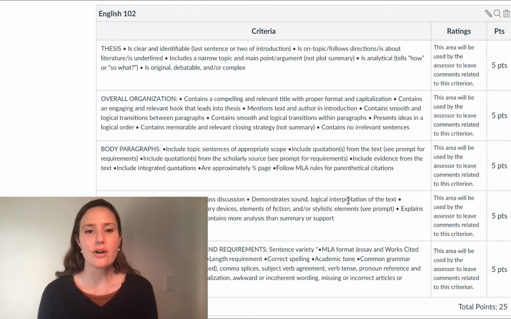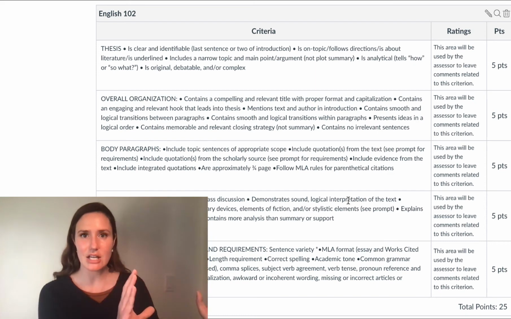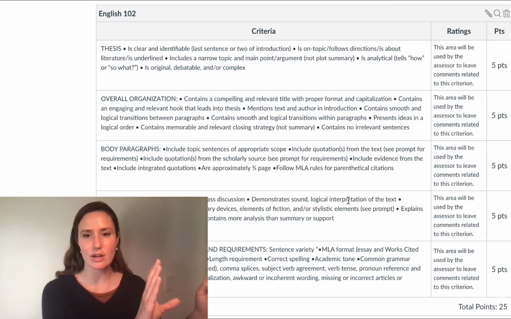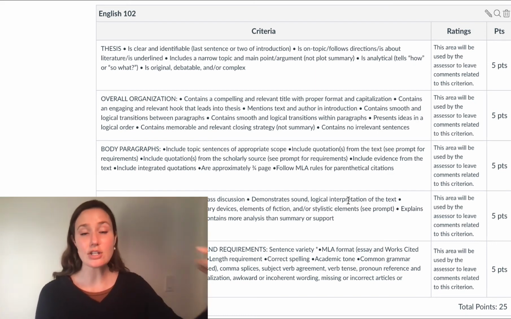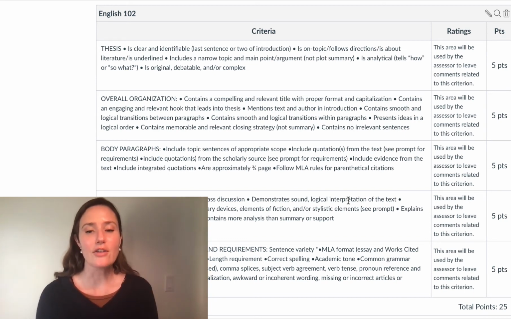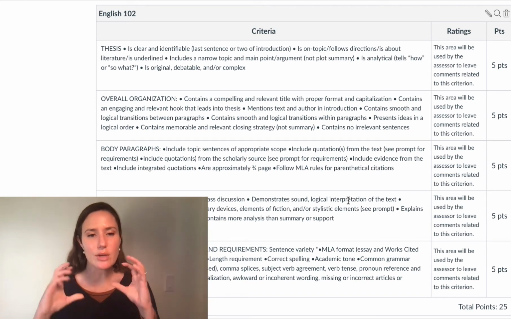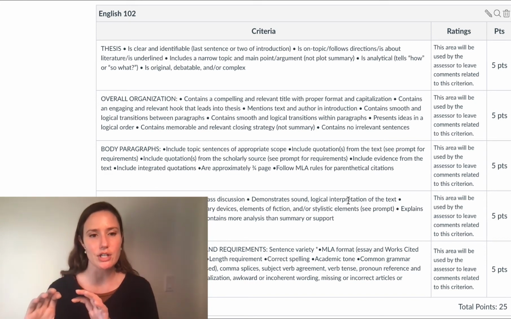I want to see that you're citing those quotations correctly. So your in-text citation, the author's last name and page number is correct. You introduce and integrate the quotation, meaning you don't drop it in, but you introduce it, then you unpack the quotation. And of course, that you include a works cited page. Your paragraph should generally be approximately 3/4 of a page, but that's just a rule of thumb. They can be a little less or a little more. So in this paragraph, I'm focusing on your body paragraph structure.